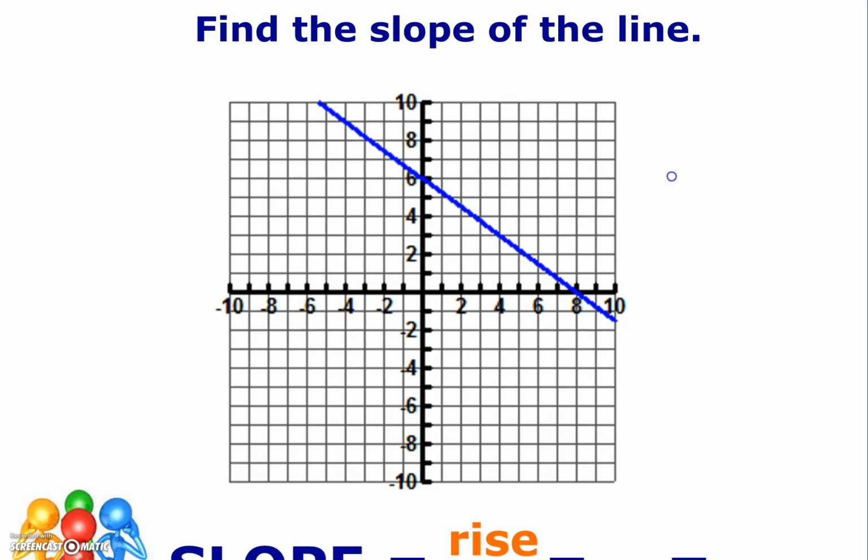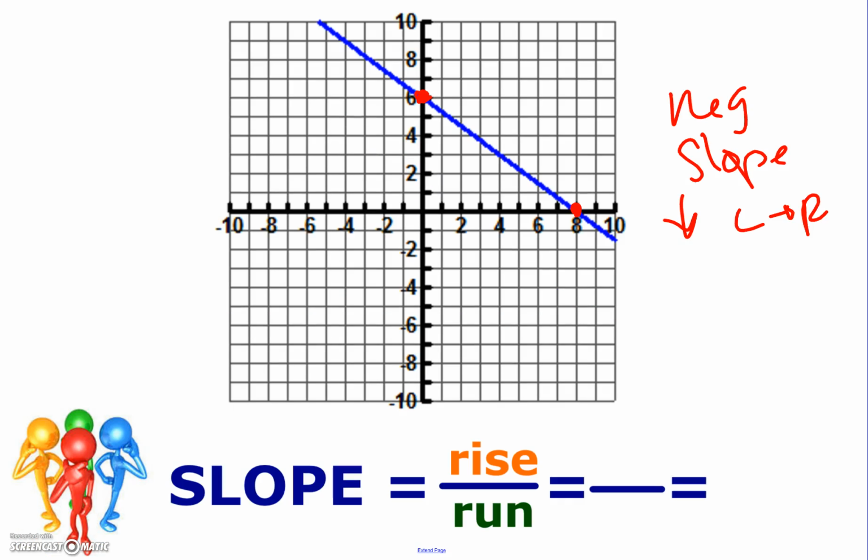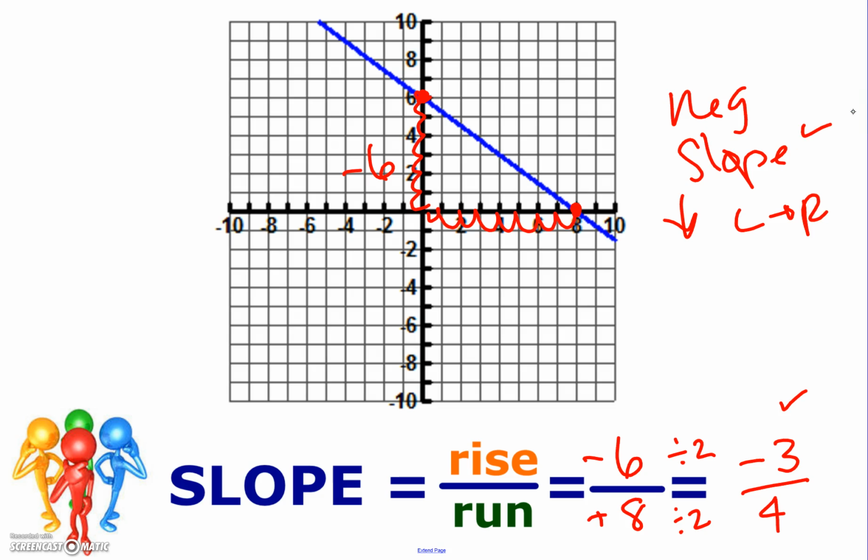Find the slope. Automatically, I know it's going to be a negative slope because it's going down from left to right. So now I need to choose 2 points. I choose on the y-axis if possible. And because we have an x-axis point also, I'm going to use those 2 points. So let's do our rise. 1, 2, 3, 4, 5, 6. So minus 6. Now our run is going to be 1, 2, 3, 4, 5, 6, 7, 8. Positive 8. Simplified, because they can both be divided by 2, we have negative 3 over 4. So negative slope, we know we're correct.